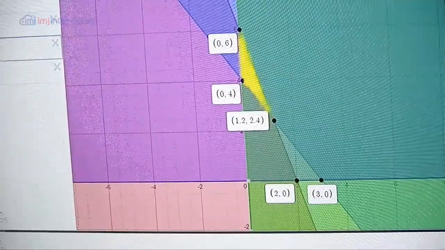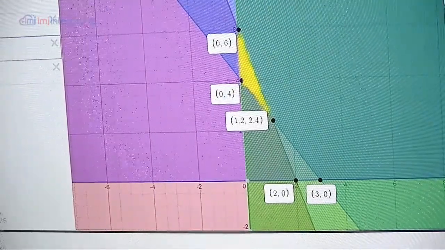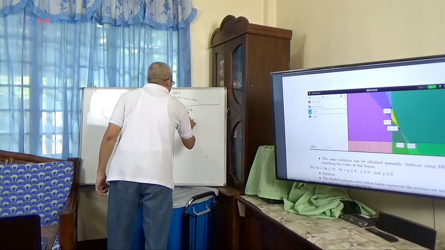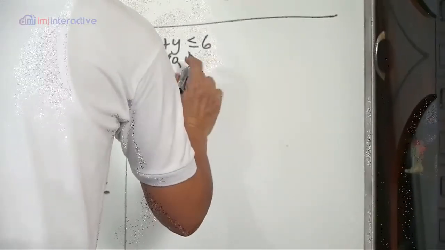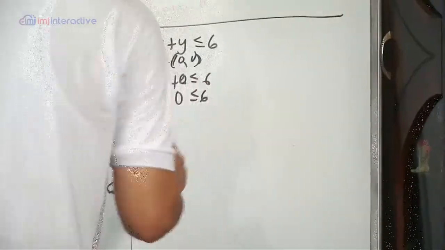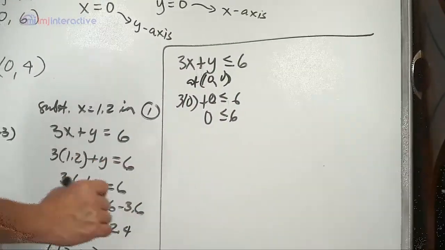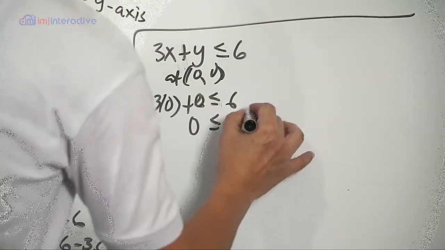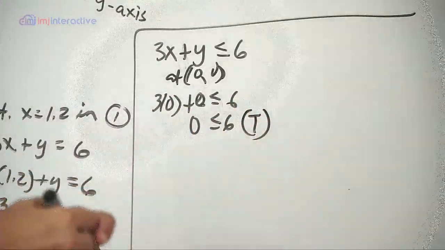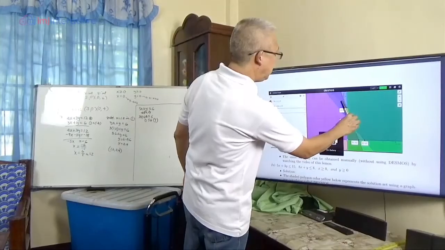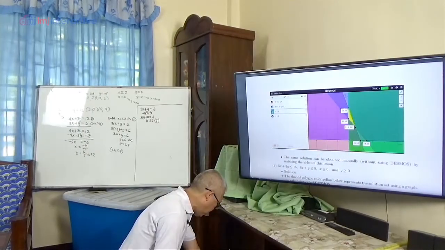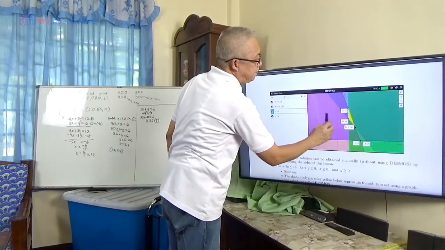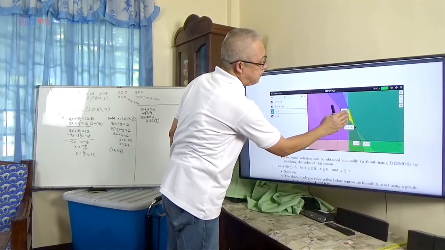So let us test at 0, 0. So 3 times 0 plus 0 is less than or equal to 6. 0 is less than or equal to 6. Is this true or not? Well, as you can see, 0 is indeed less than 6. So this is true. So you are going to shade this region, this part. So you shade this part here. So this part is covered.